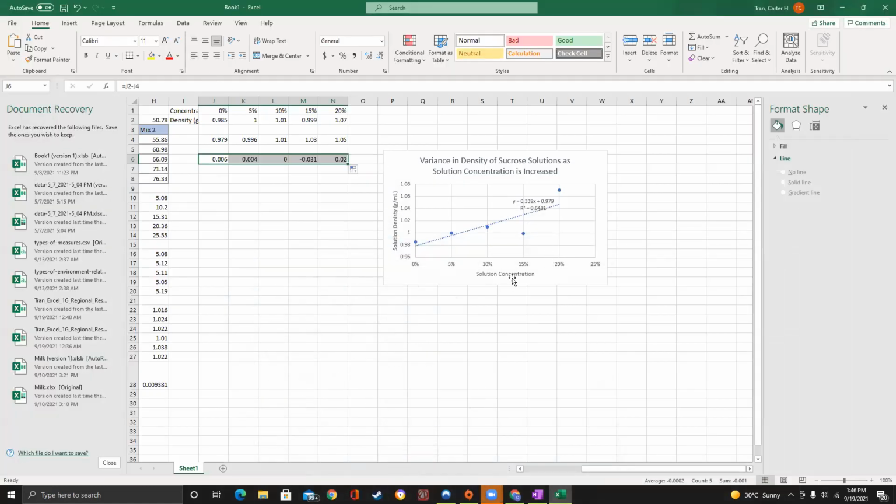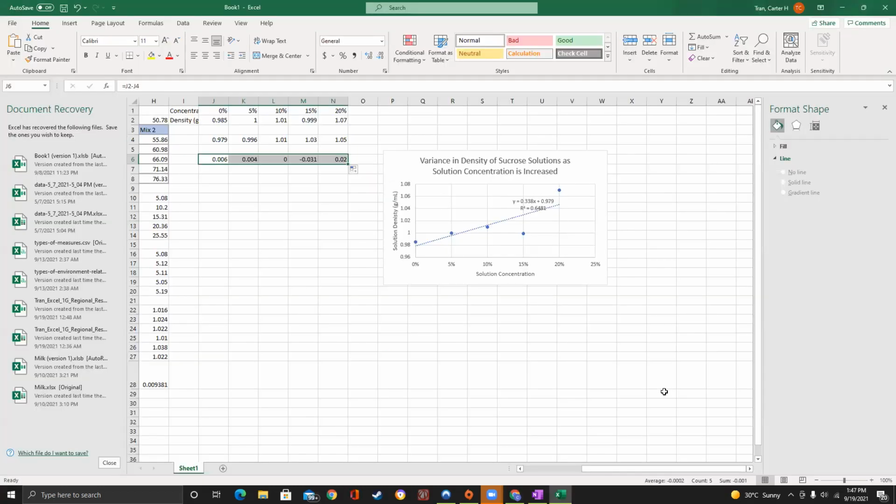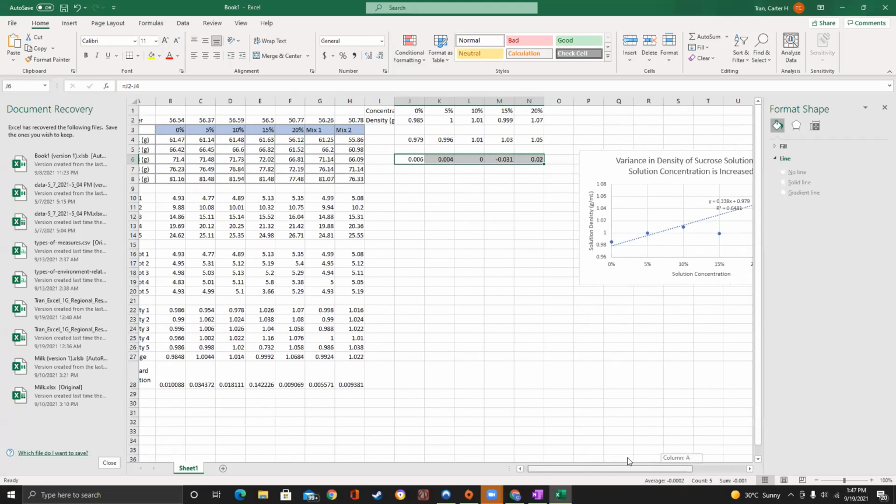Wait, okay, I have a question. Can you hear me? Yes. Okay, can I ask the question? Yeah. So for the graph, do we use the average from the table of the density of the standard solutions? Yeah. Okay, so that's what it just feels like my average is kind of high compared to everybody else.